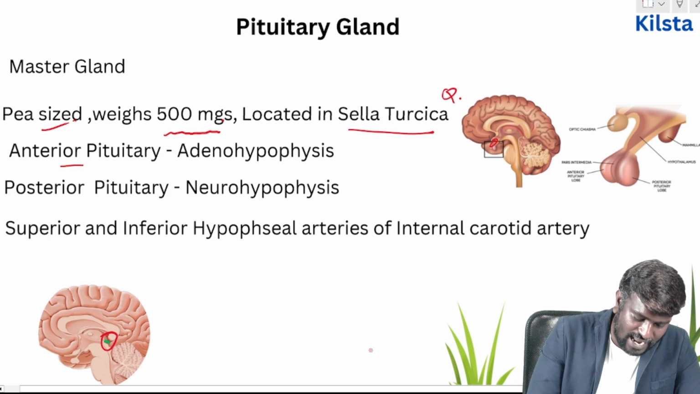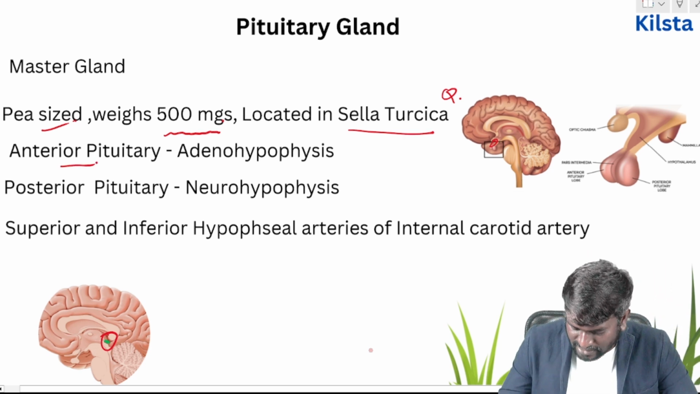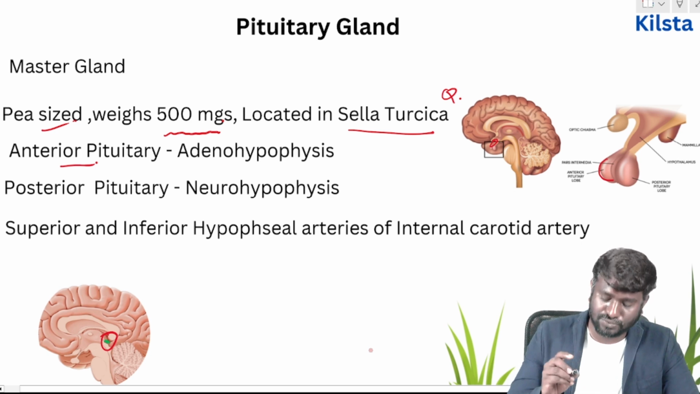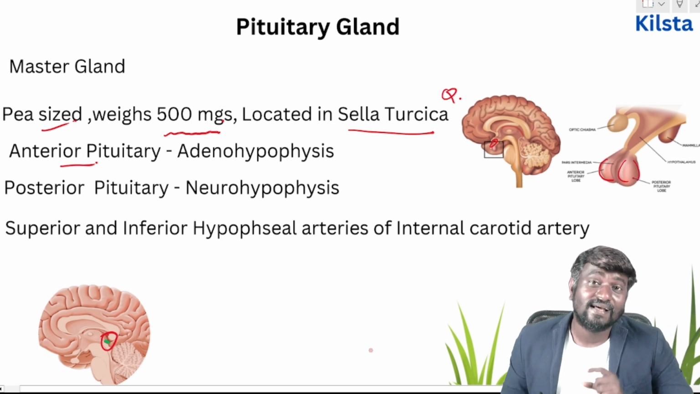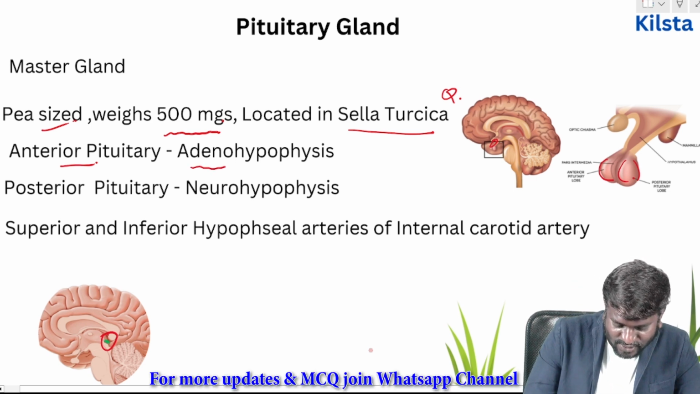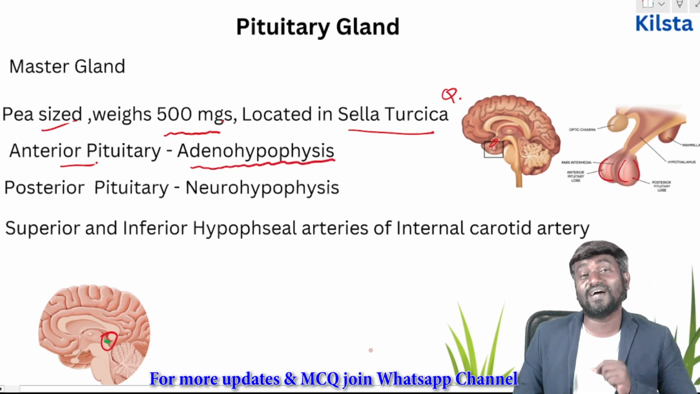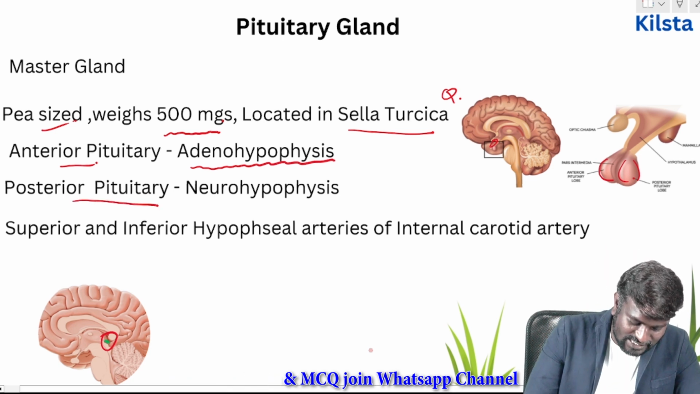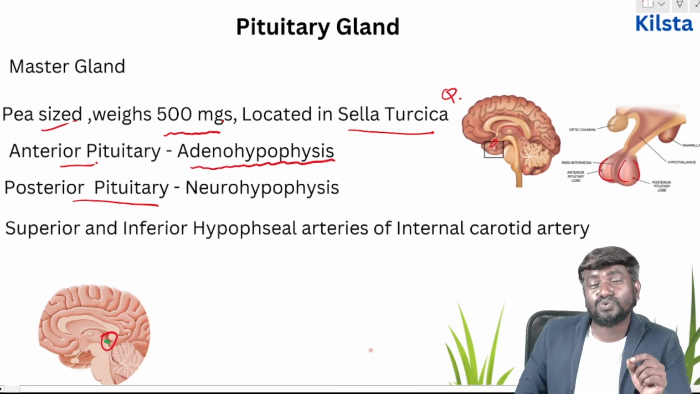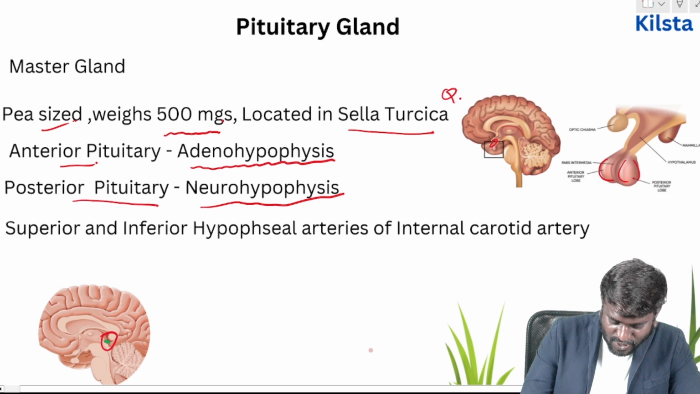Beautiful. Now, anterior pituitary. Look at this image here. This region right over here is called as the anterior pituitary, and this is going to be called as the posterior pituitary. Now, the anterior pituitary is also called as adenohypophysis, and the posterior pituitary is called as neurohypophysis.